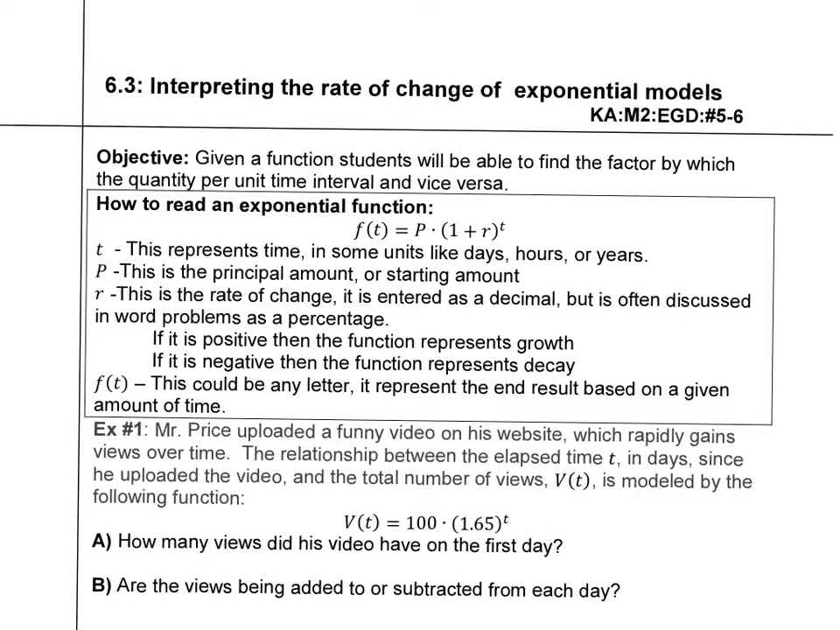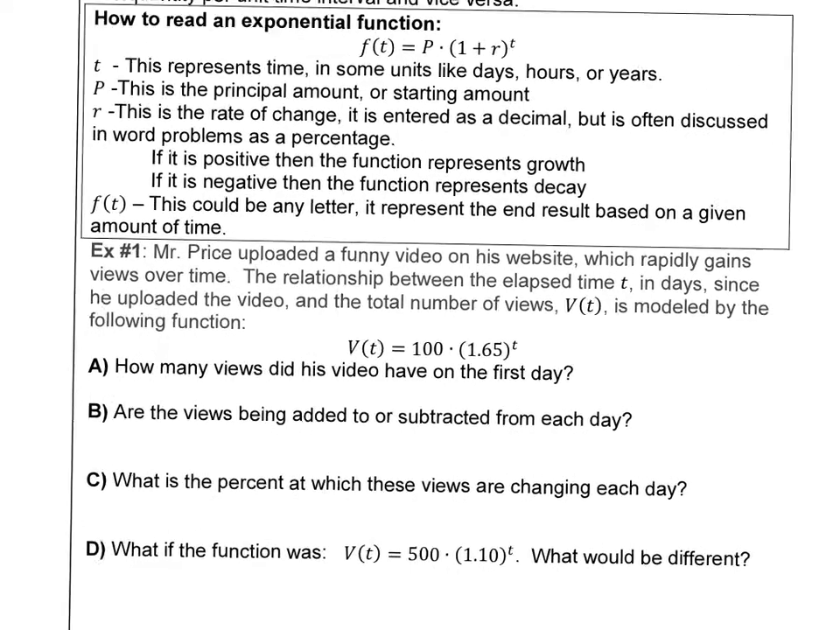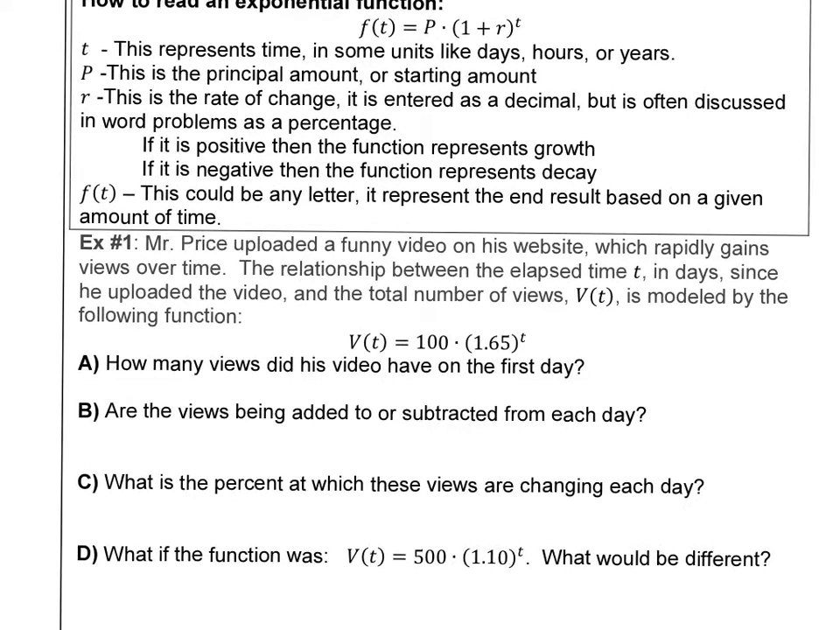Okay. So we're going to refer back to this chart whenever we need it. Let's take a look at this first problem. It says Mr. Price uploaded a funny video on his website, which rapidly gains views over time. The relationship between the elapsed time t in days since he uploaded the video and the total number of views, v of t, is modeled by this function.